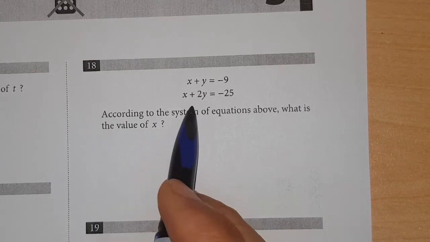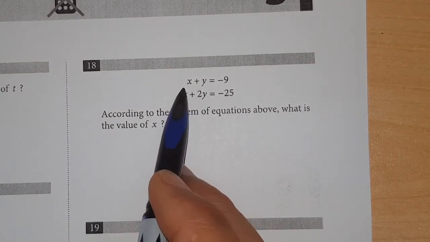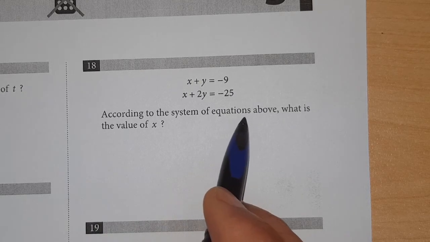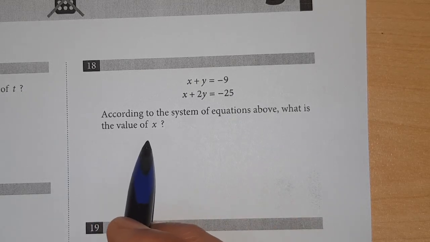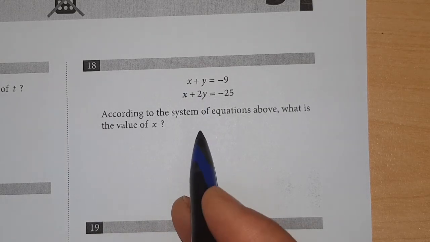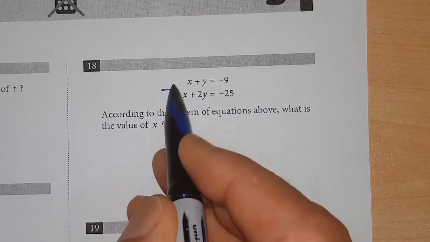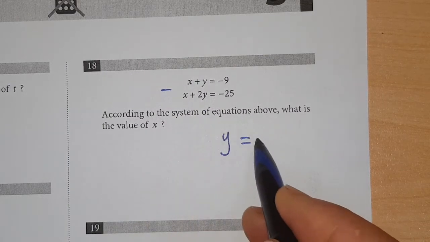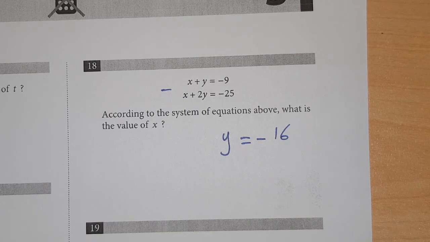Next one. These two simultaneous equations, x plus y and something, x plus y also. According to the system of equations above, what is the value of x? Here you can solve it quickly by subtraction. x minus x is 0, y minus y. Negative 25 minus negative 9 is negative 16. Okay? Y is negative 16.